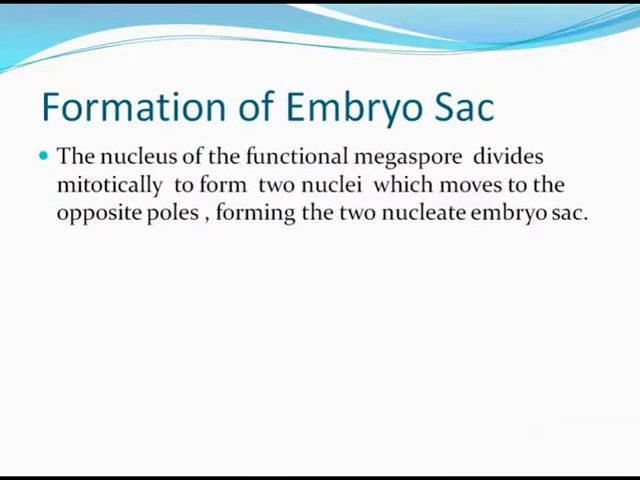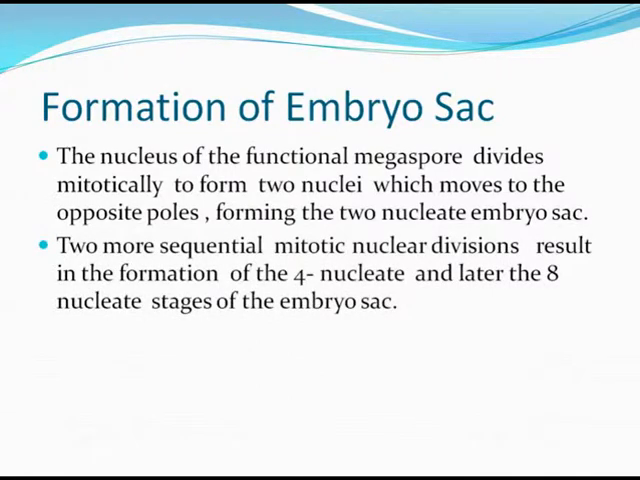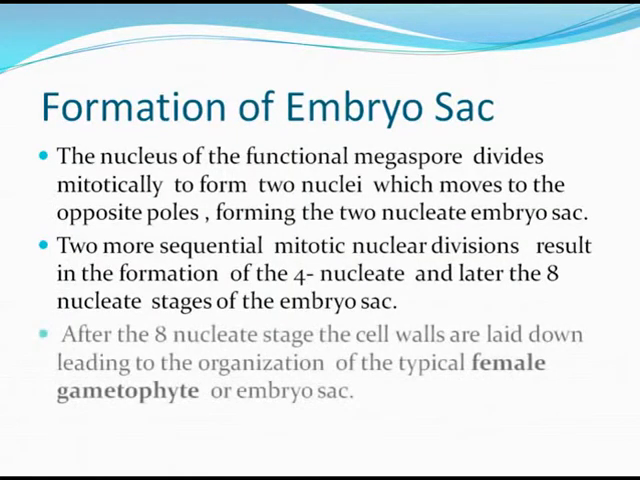Formation of the embryo sac. The nucleus of the functional megaspore divides mitotically to form 2 nuclei, which move to opposite poles, forming the 2-nucleate embryo sac. 2 more sequential mitotic nuclear divisions result in the formation of the 4-nucleate and later the 8-nucleate stages of the embryo sac. After the 8-nucleate stage, cell walls are laid down, leading to the organization of a typical female gametophyte or embryo sac.